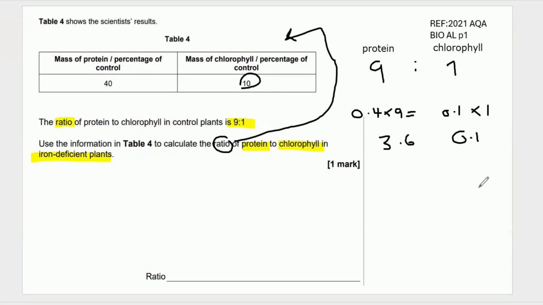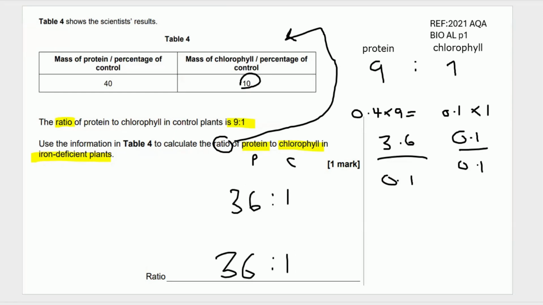And now it asks for it in a ratio. What's the ratio of protein to chlorophyll now in the iron deficient plant? And what we do is we divide them both by the smallest to simplify the ratio, and we get 36 to 1. So there's 36 times more protein than chlorophyll in the iron deficient plant. There we go. 2 marks.